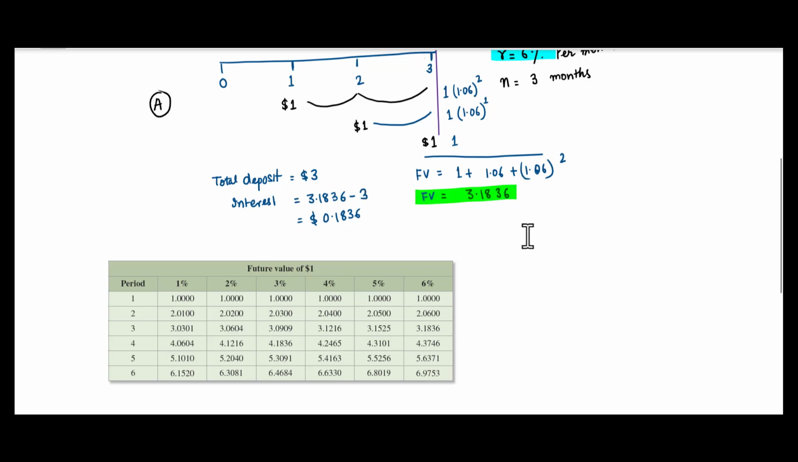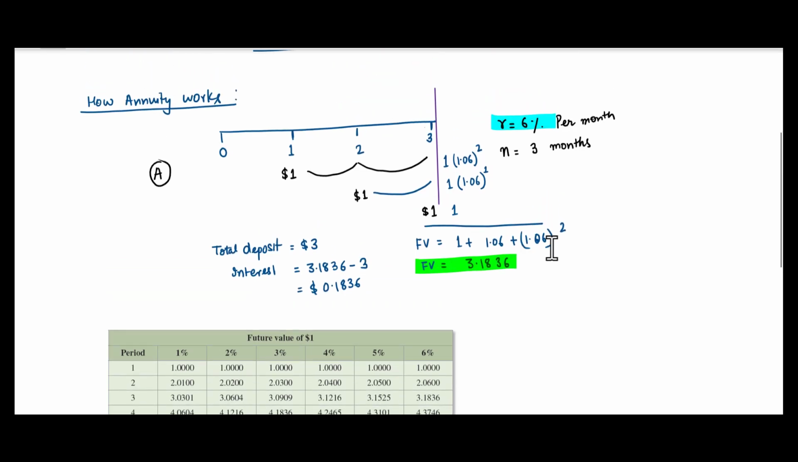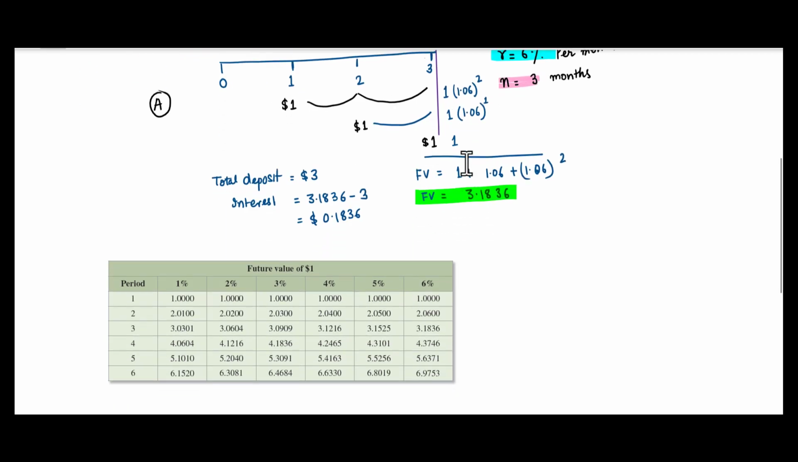So you need to make sure that you are looking for a percentage for the given one period. In this case our period is month, and we have 3 months, so n is equal to 3. I'll use a different color. If I go and look at period 3, and then R is 6%, the intersection point is 3.18.